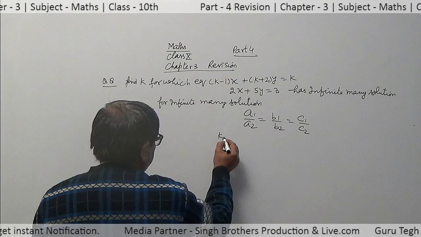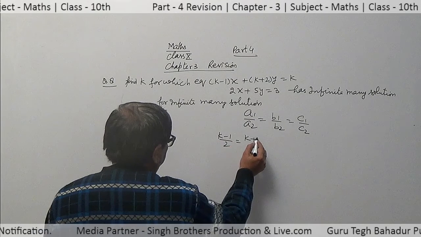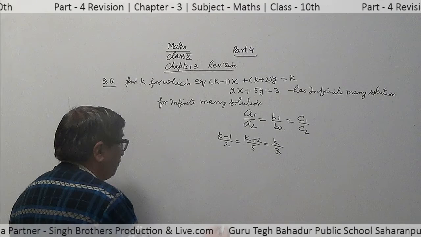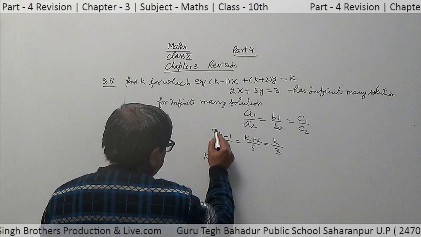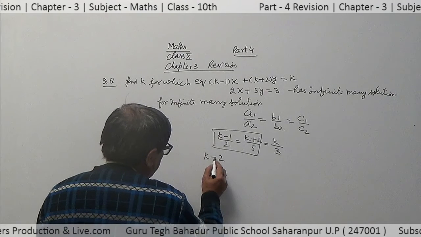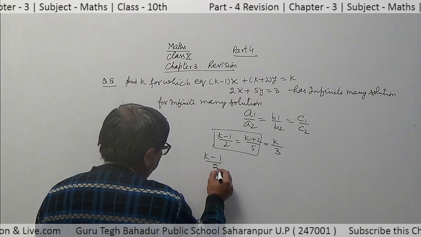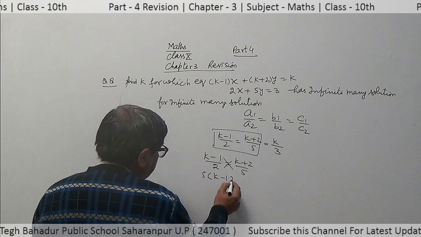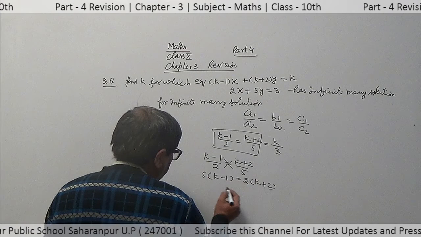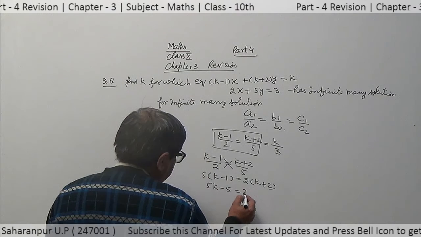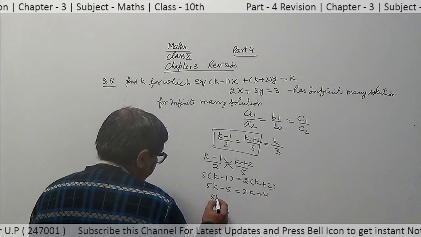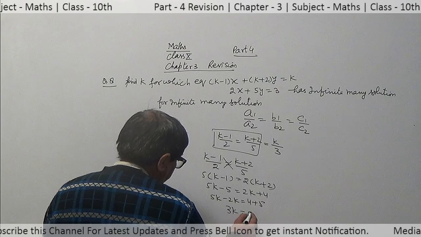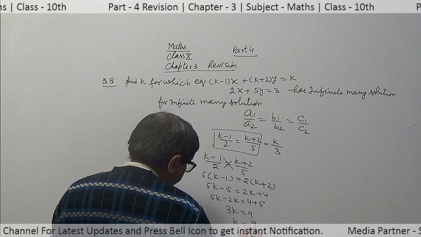That is k minus 1 upon 2, k plus 2 upon 5, k upon 3. Now, first you will take this part. k minus 1 upon 2 is equal to k plus 2 upon 5. Cross multiply: 5 times (k minus 1) is equal to 2 times (k plus 2), 5k minus 5 is equal to 2k plus 4, 5k minus 2k is equal to 4 plus 5, 3k is equal to 9, k is equal to 9 upon 3, that is equal to 3.